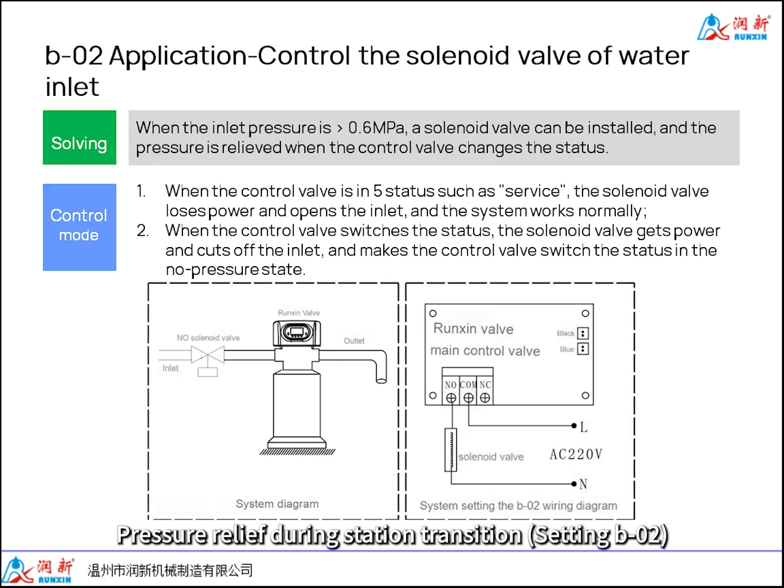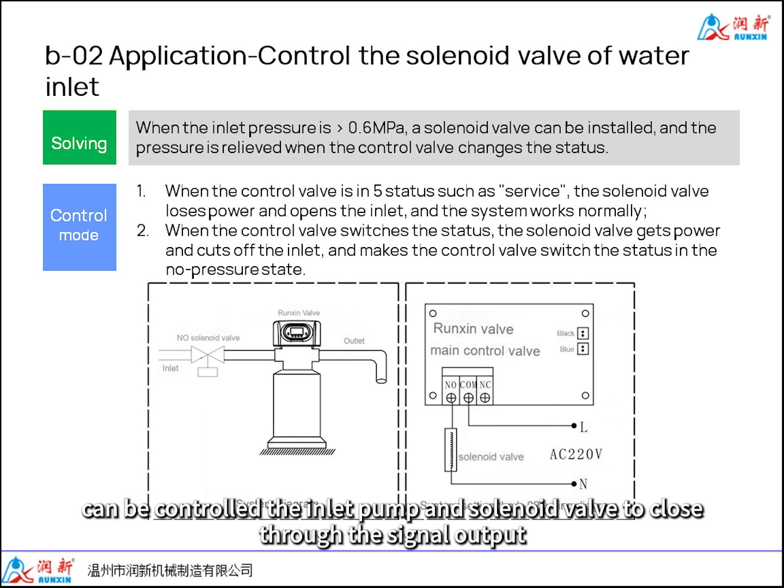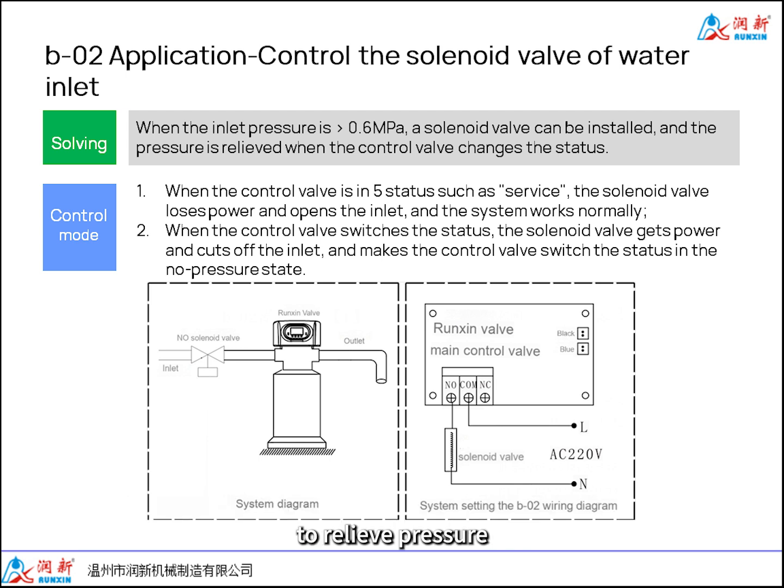Pressure relief during station transition. When the system pressure is high, in order to ensure the system safety, the control valve in the transition status can control the inlet pump and solenoid valve to close through the signal output to relieve pressure. It functions like a pressure relief output.